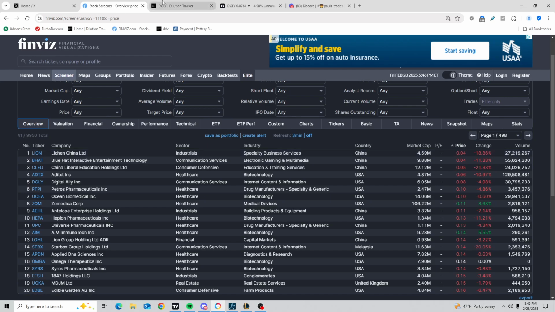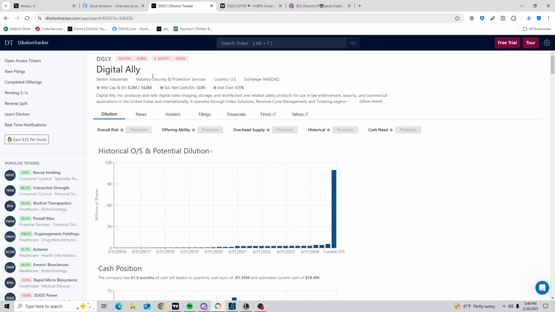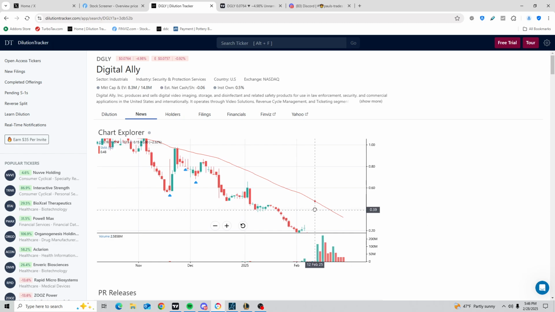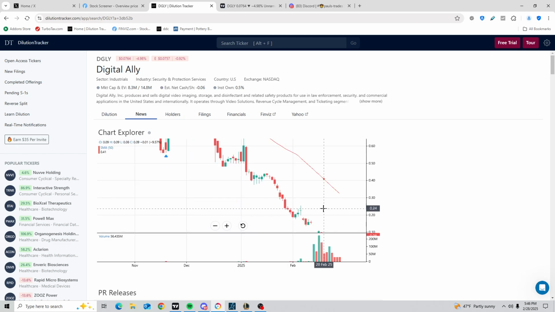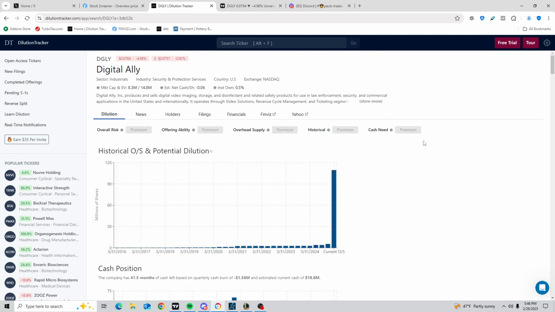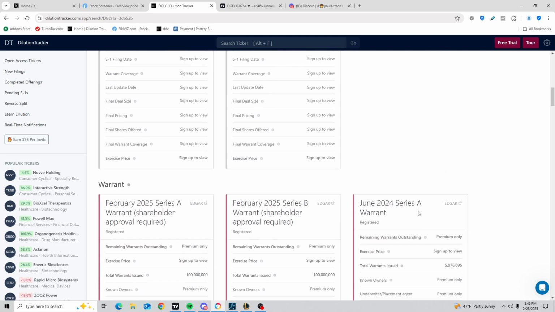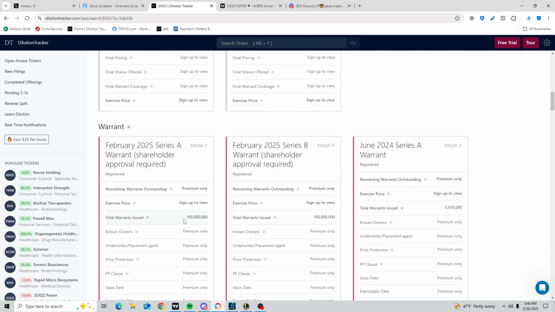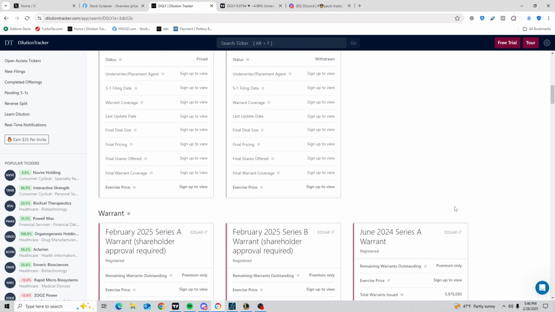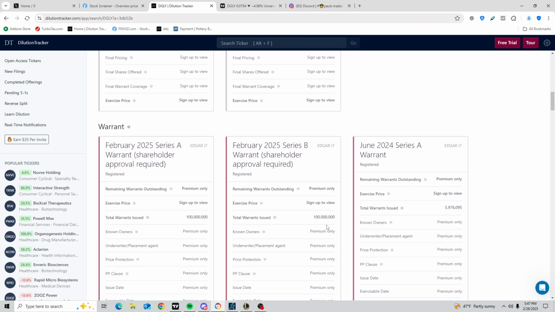DGLY. Now let's go into a little bit more about the ticker and some details about why it dropped and what happened. So DGLY did an offering. The offering honestly was not the best. It was technically a 300 million share offering. They issued 100 million shares that they diluted instantly, and then they have another 100 million that requires shareholder approval.